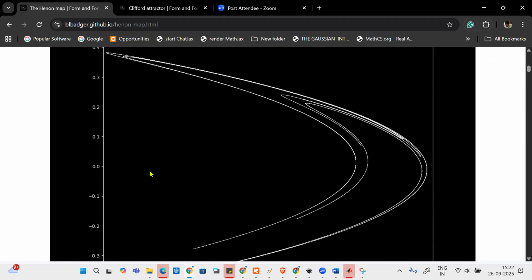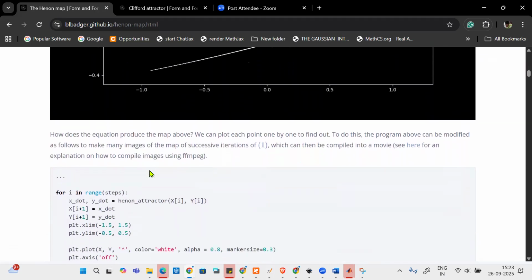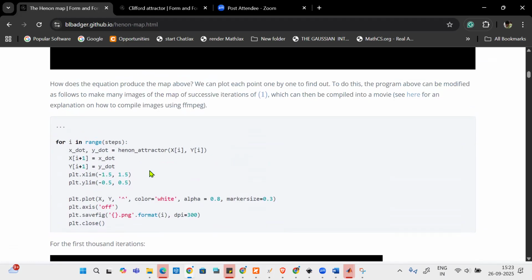You plotted black points in a white background. He has plotted white points in a black background, so it looks even nicer, right? So let us see how the equation produces this map. You can pause it. At every iteration when it plots, you can hold it for 1 or 2 seconds before plotting the next point, so that you can visualize how the points move in the space.